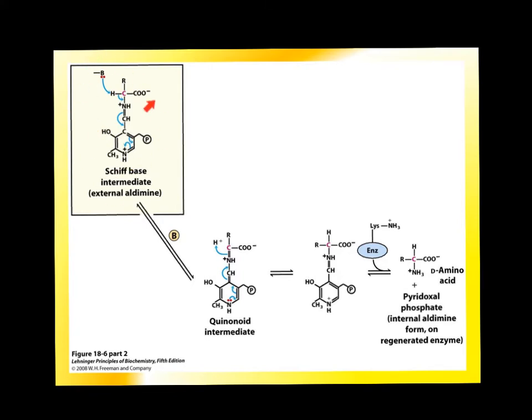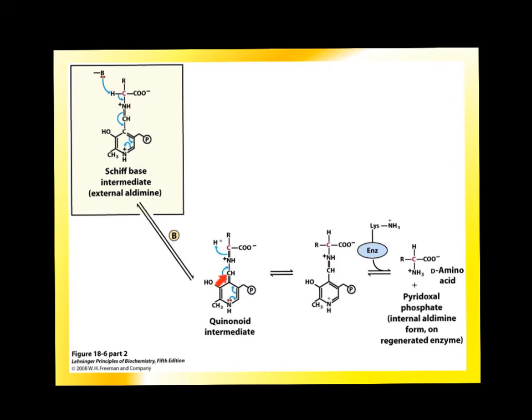You still form the exact same intermediate, but instead of what we saw before, where the general base comes in, takes that hydrogen, boom, the electrons come down here to reform a double bond. This double bond slips down here, and then you get the shuffling of the double bonds to look like this. Once again, that's called the quinoid. Then what happens here is you get that reverse, just like what we saw before.